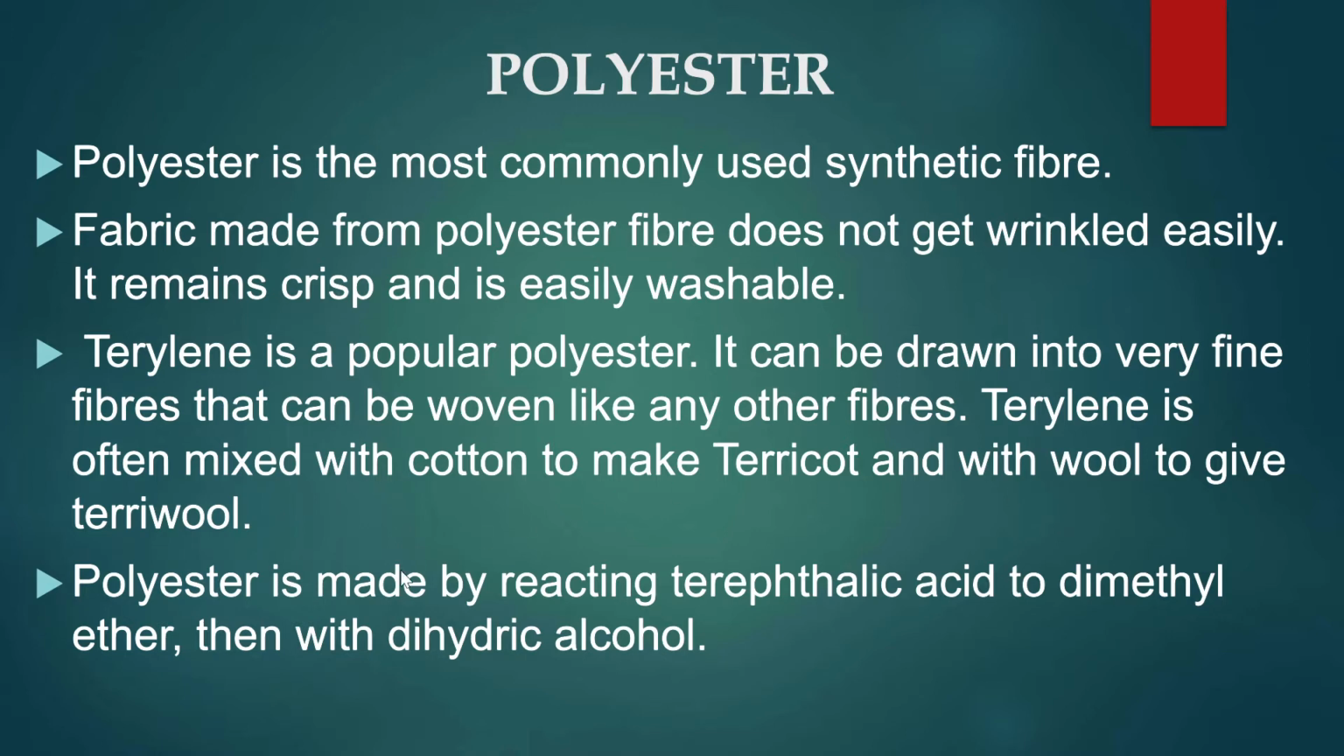Okay, and polyester is made by reacting terephthalic acid with dimethyl ether and then with dihydric alcohol. So if a question is asked, children, how is polyester made, you will just write this particular answer. Polyester is made by reacting terephthalic acid with dimethyl ether and then dihydric alcohol.